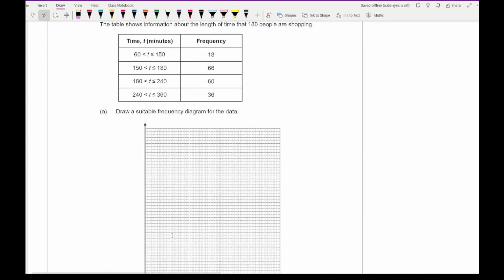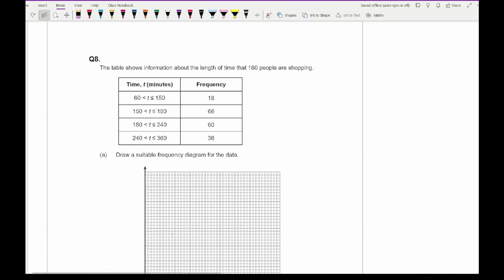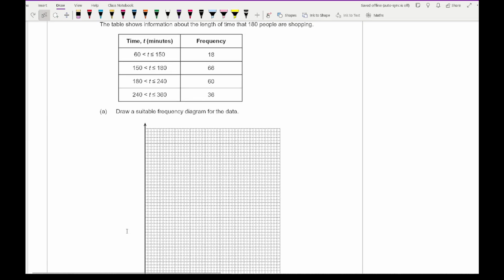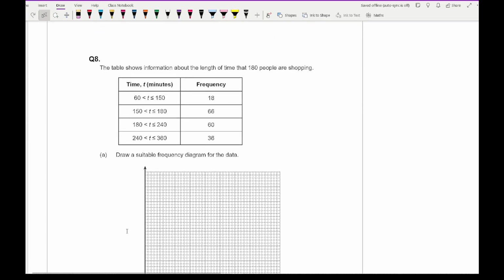Then moving on to our last question, it says the table shows information about the length of time 180 people are shopping. And the first part is draw a suitable frequency diagram for the data. Now, because we've got grouped data and we've got frequency data, we're going to be drawing a histogram.